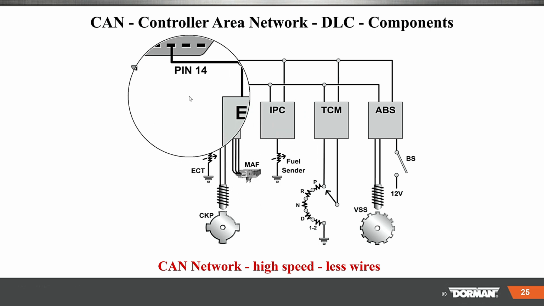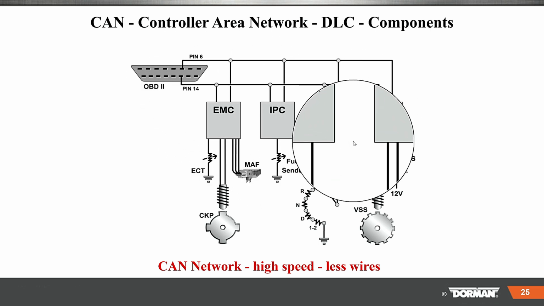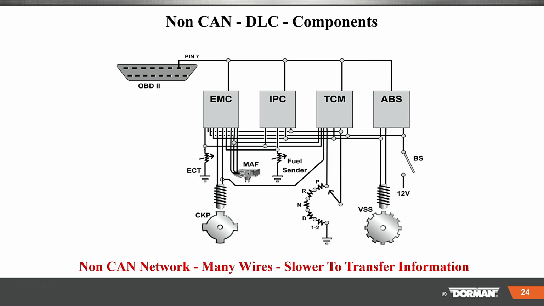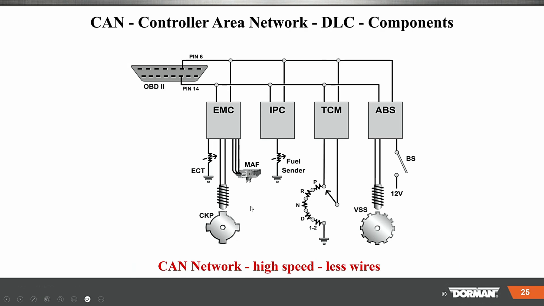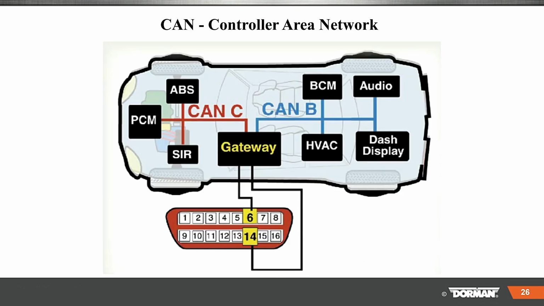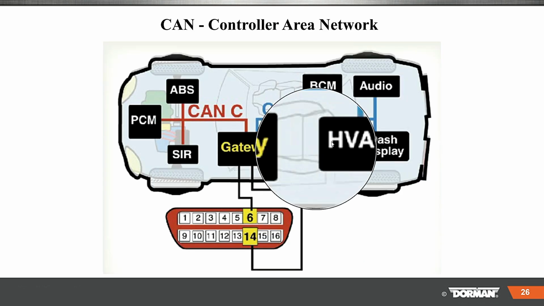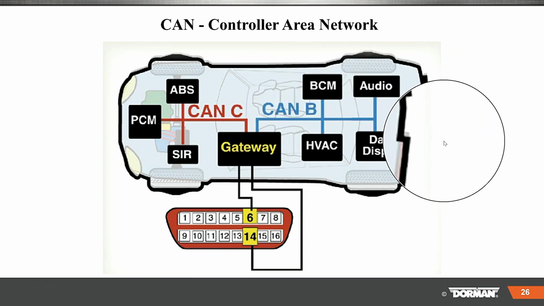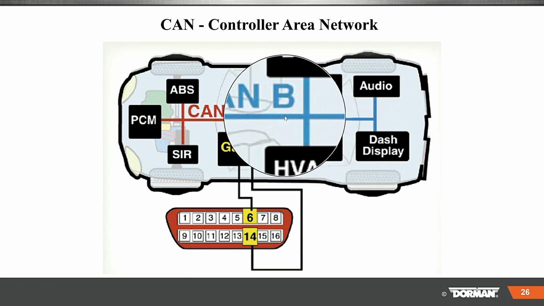And look with it here on 6 and 14, a lot fewer wires, higher speed. You're talking about, without it, maybe 12,000 bits of information per second. With it, 500 million plus bits of information per second, meaning it's a lot faster. And here, we've got CAN C, CAN B, and CAN A. CAN A you're not seeing here. So what else do we have here?